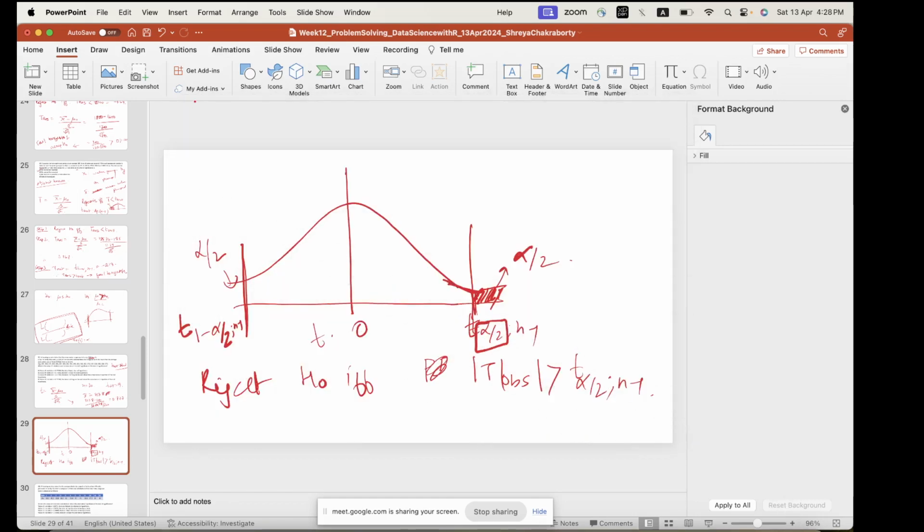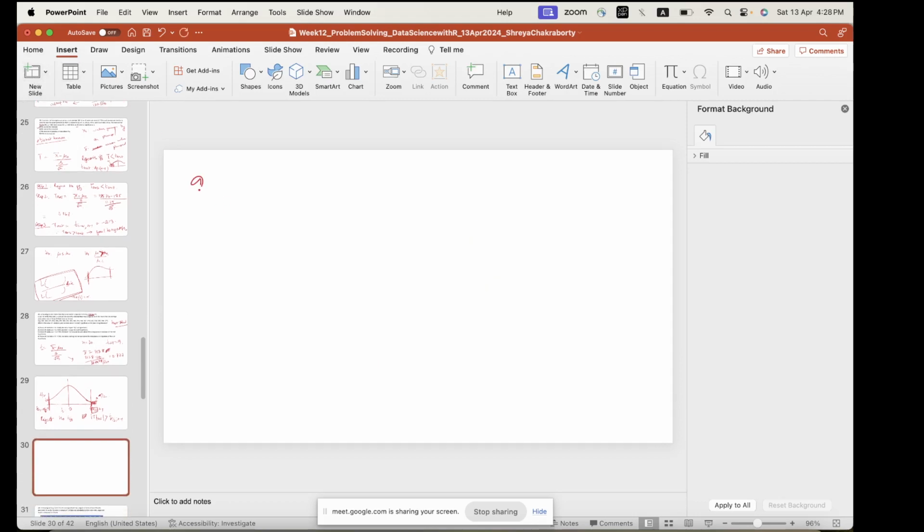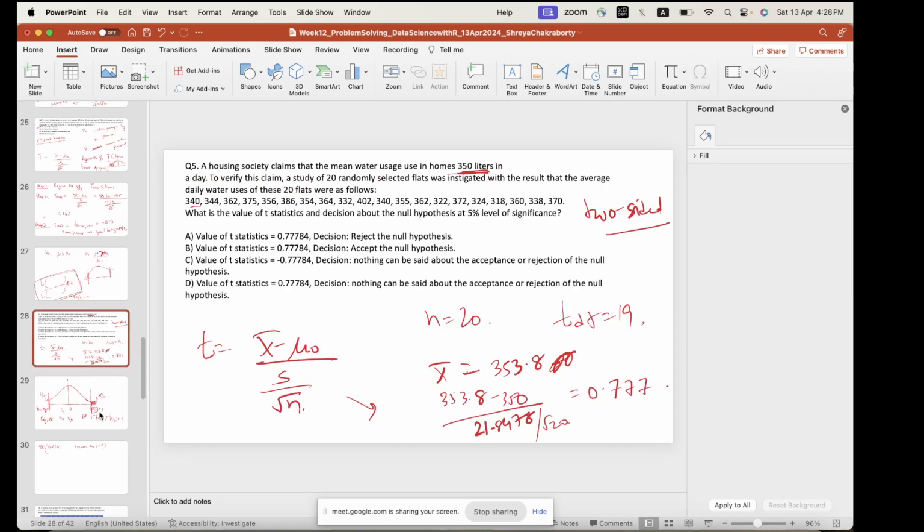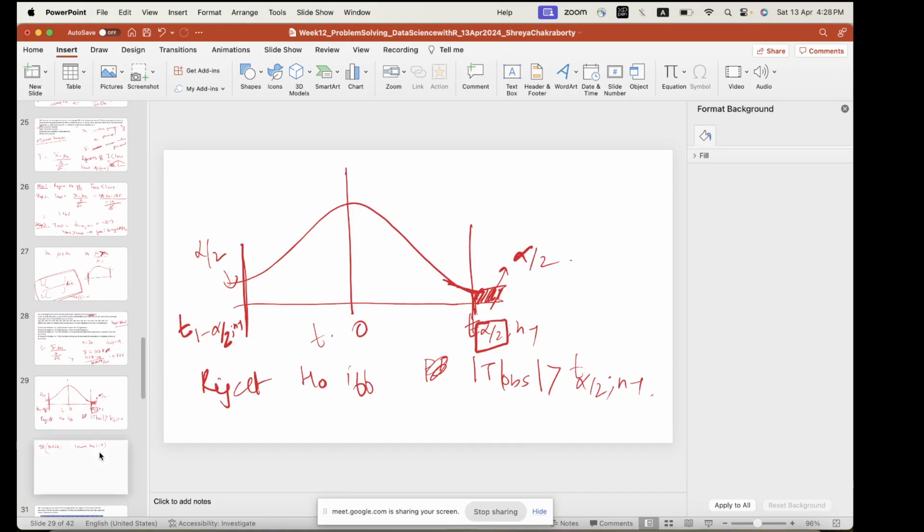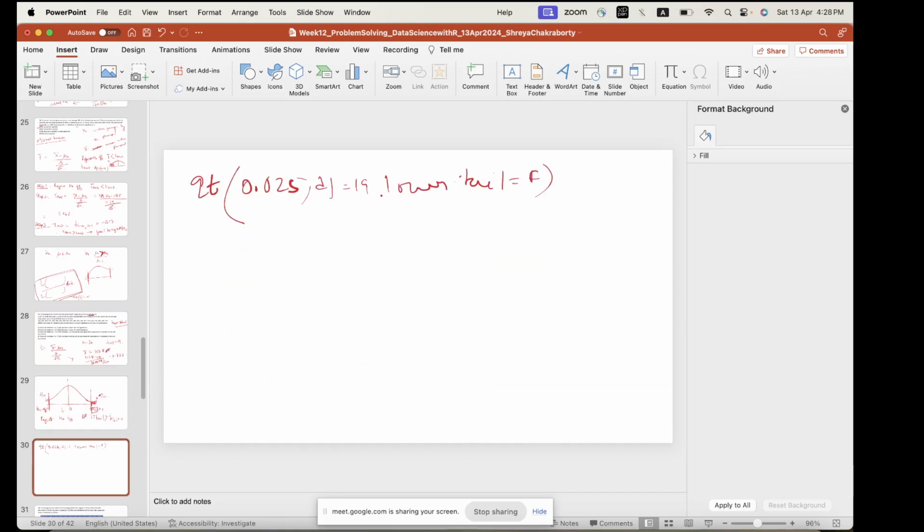Is it okay? So now we are going to find out what this value is. So this we'll find out as qt. Area above is alpha by 2, that is 0.025. Lower.tail is FALSE, and we are going to specify the df. The df is how many flats were listed? 20. So df would be 19 over here. Alright, this is actually my t critical.